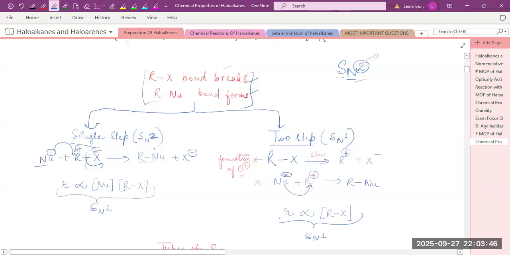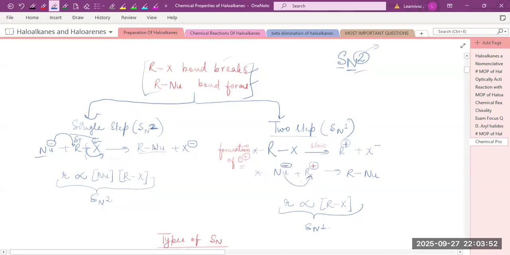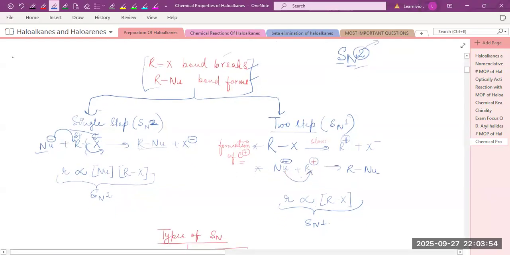So this type of reaction is known as bimolecular nucleophilic substitution reaction. Okay, and if you have to write on the rate of reaction, so rate किस पे depend करता है? So rate is directly proportional to the concentration of your reactants. So here the reactants are nucleophile as well as the substrate. So the rate will be directly proportional to the nucleophile as well as the Rx. Okay, so that's why it is bimolecular.